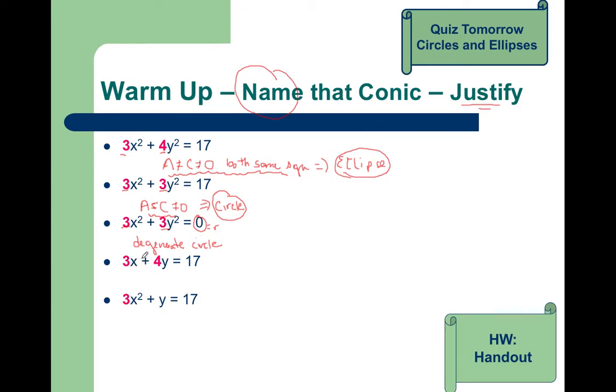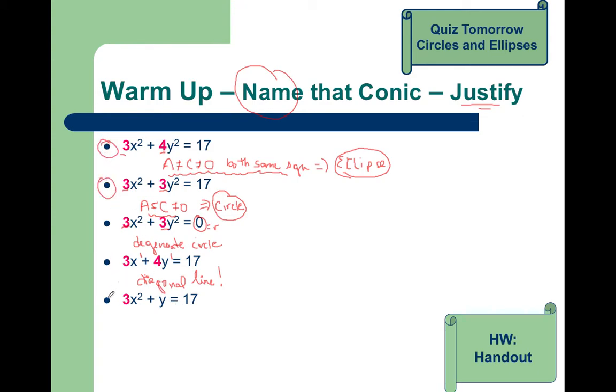The next one I put on purpose because I don't want you to just look at coefficients. It's the coefficients of the squared terms that matter. Neither one of these is squared. This is a diagonal line from Algebra 1 in the beginning of this unit. That's also technically a degenerate conic, but that again isn't something that is interesting to us.